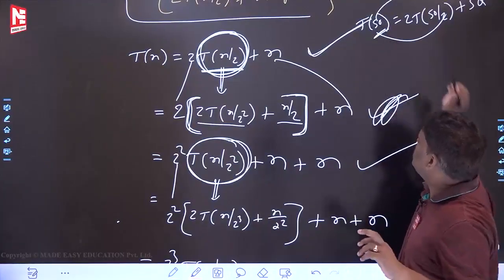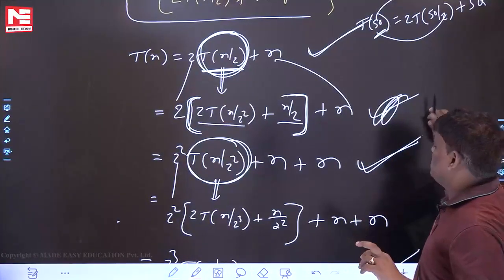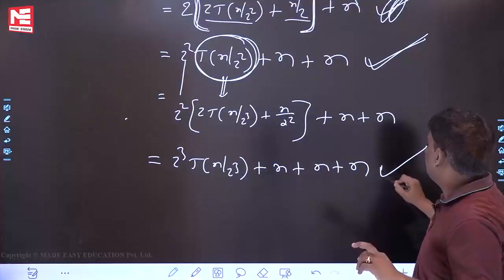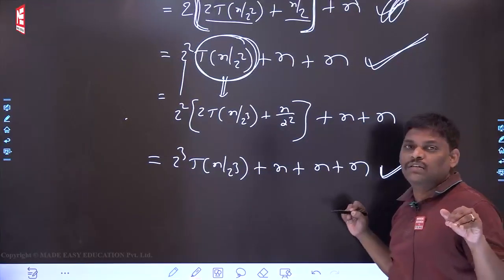After first step, this is the answer. After second step, this is the answer. Simplification is there, right? Next one, after third step, this is the answer. Now let me give the interesting thing.